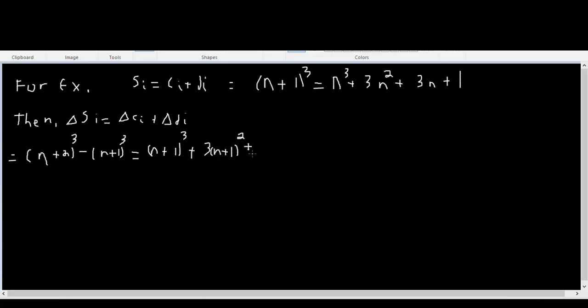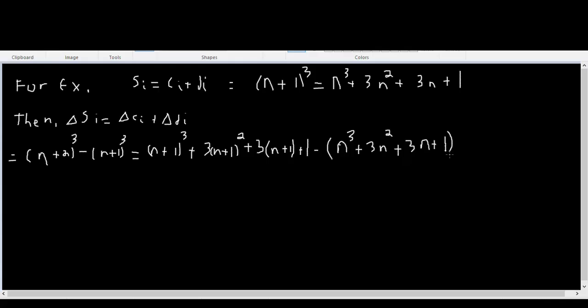How's that going to look in an example? Well, the difference of s sub i is one term more than that series. So n plus 2 cubed minus n plus 1 cubed. That's the difference of s sub i.